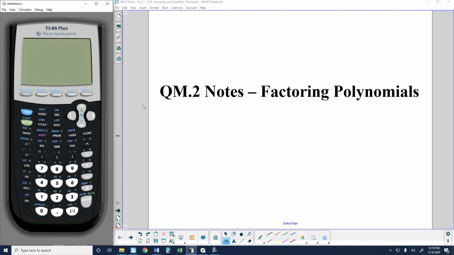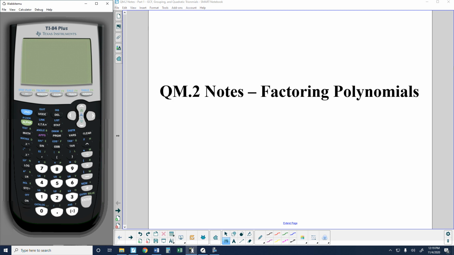This time we're going to take a look at the QM.2 notes, where we are going to review some concepts that we had from Algebra 1. The entire unit of QM is quadratic methods that we're going to use with quadratic functions. So we took a look at imaginary complex numbers, which may be new concepts. And now we're going to look at a review concept of factoring that's going to help us as we progress into quadratic functions. So factoring, specifically polynomials.